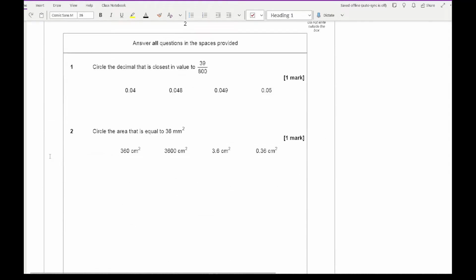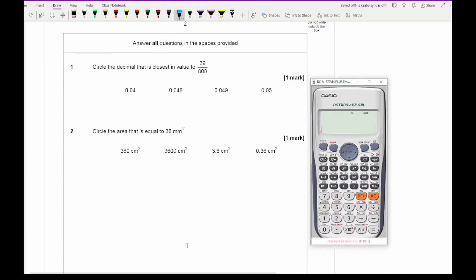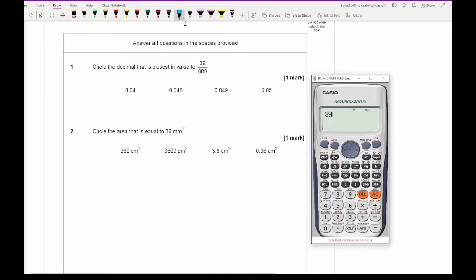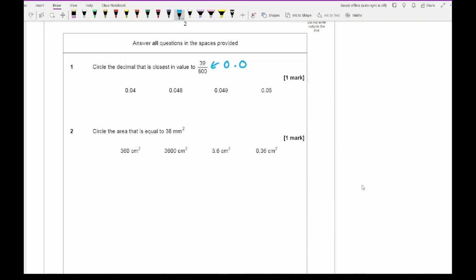So looking at question 1, it says circle the decimal that is closest to 39 over 800. Now as this is a calculator paper, all you need to do is just type in 39 over 800, which gives us an answer of 0.04875, and then we just need to match up which of these is going to be closer, and the correct answer you should have is 0.049.